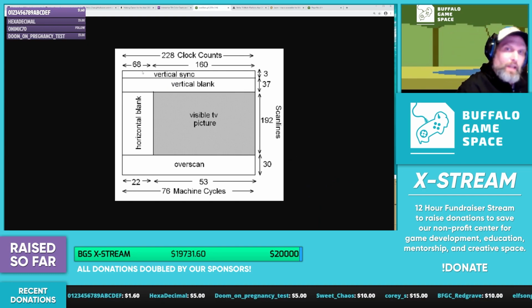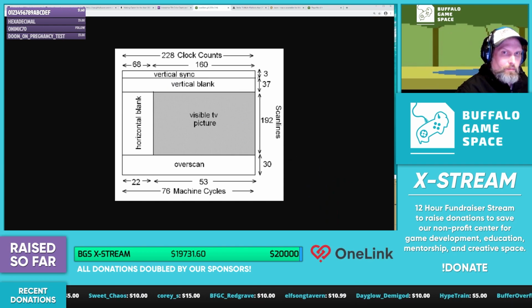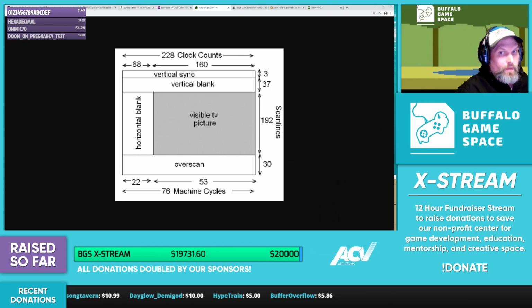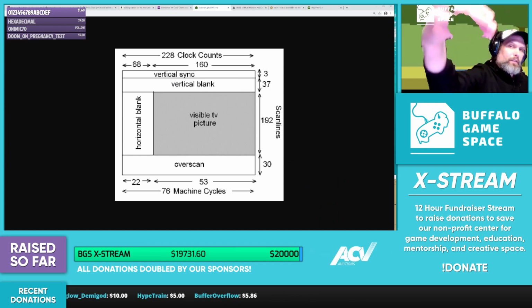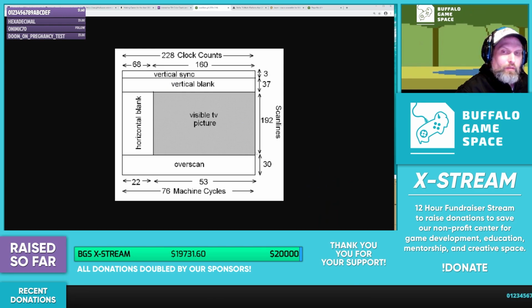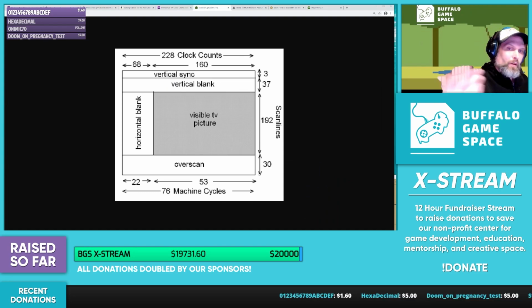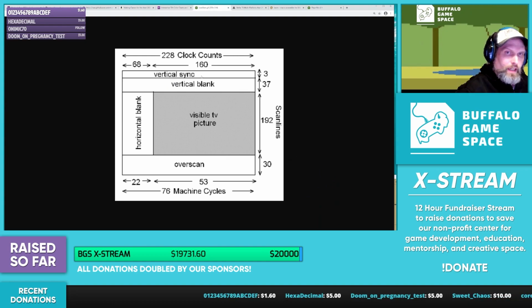In particular, it has 3 lines of what's called vertical sync, which is just so the TV can pick up the beam. It has 37 lines of vertical blank. That is, it is not actually drawing. This is to account for space at the top of the TV. Then you have 192 lines of actual visible picture. Then you have 30 lines of overscan, which is the bottom of the TV, and then it stops again.